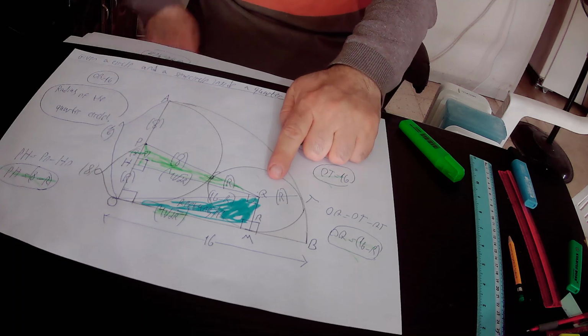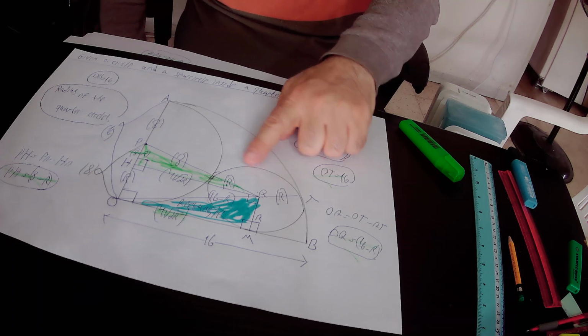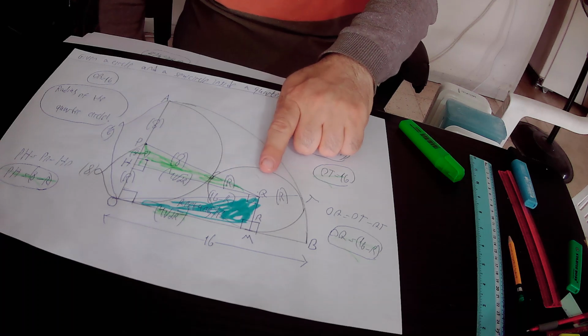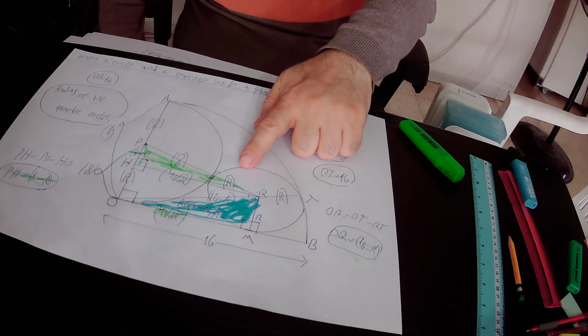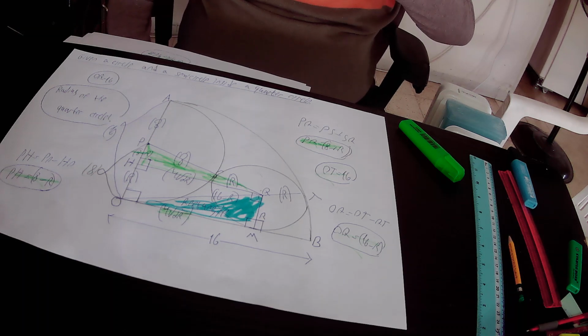Likewise, what is the definition of line QS? Line QS starts from point Q, that is the center of this small circle, and ends at point S, that is the point on the small circle itself. So QS is the radius of the small circle, that is equal to r.